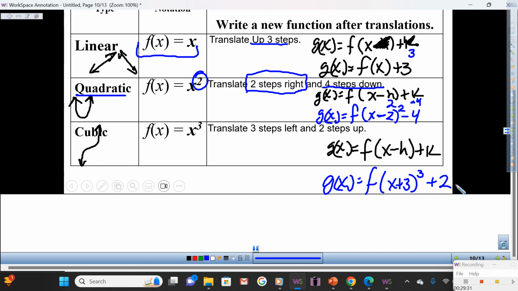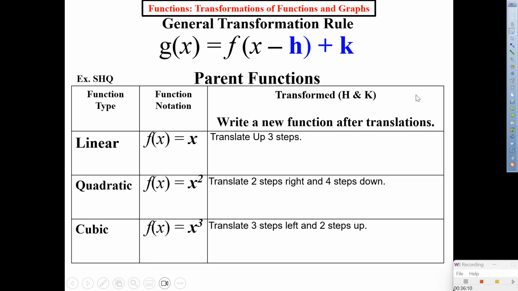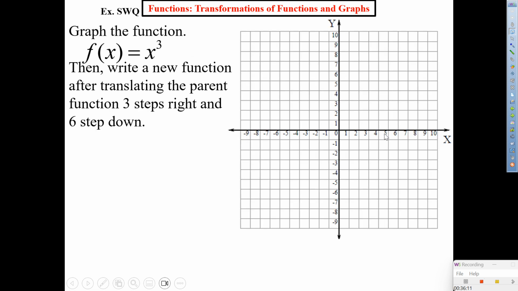Hands up if you got that. That is correct. If we are going left and we need to substitute negative 3 in here, negative 3 times negative of plus 3, it's a cubic, and then 2 steps up. All right. So set that aside.